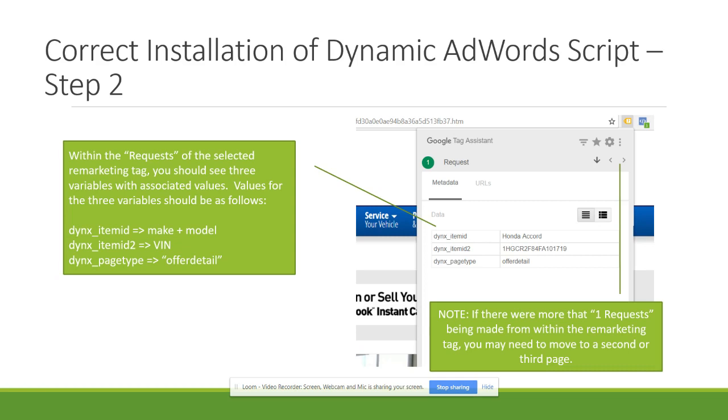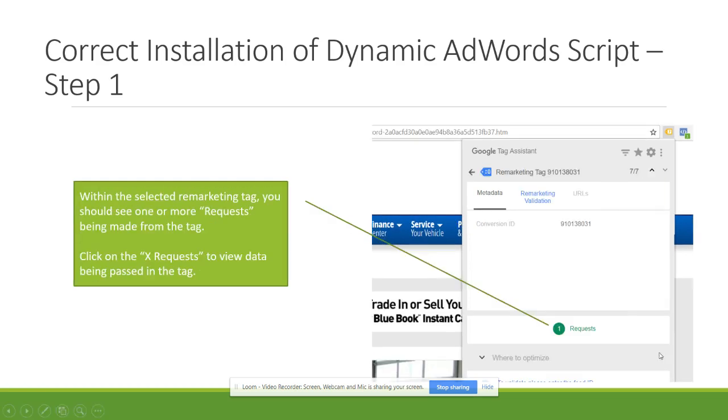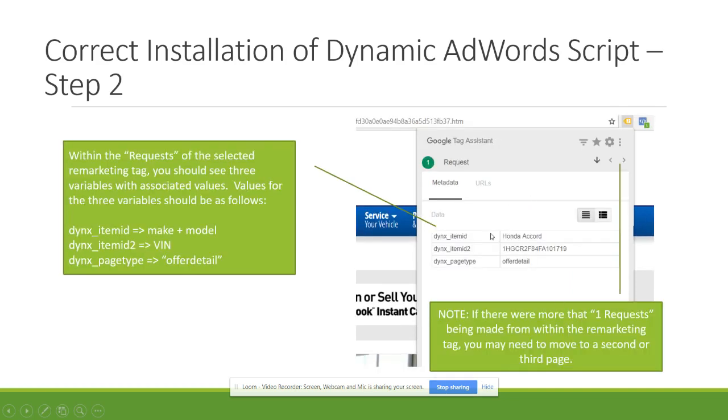If you don't see that, but you possibly saw instead of one request here, you saw two requests or three requests, you might not see it on this first page display. Just use these little right left arrows to thumb through. It might be in the second or third page if multiple installations for Google Dynamic Remarketing have been made, possibly by other vendors or previous vendors.